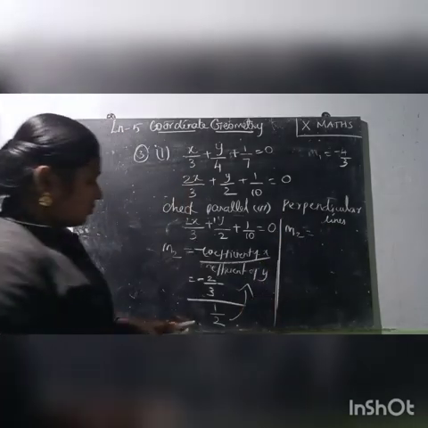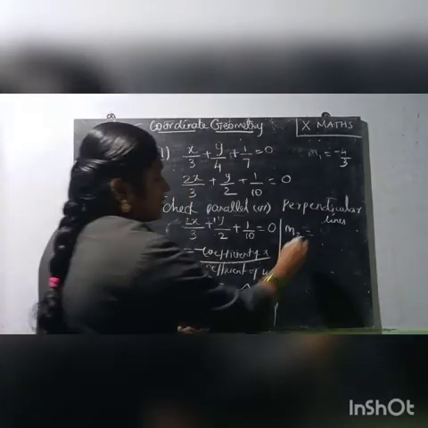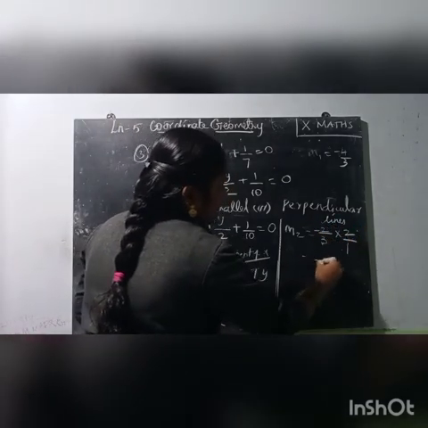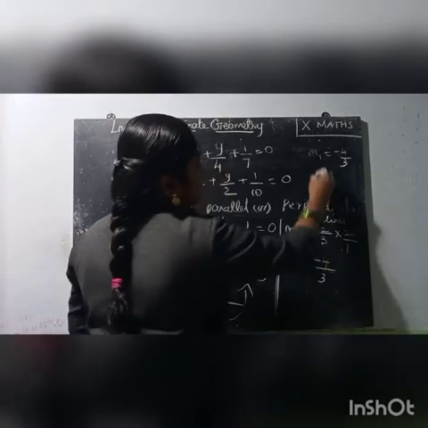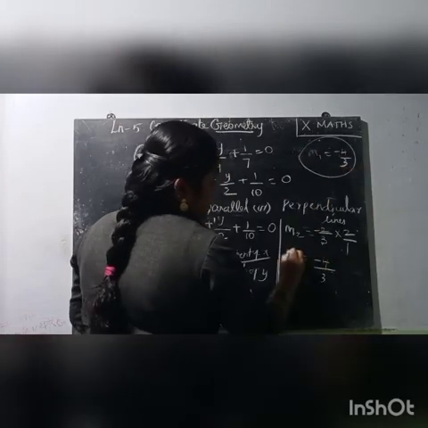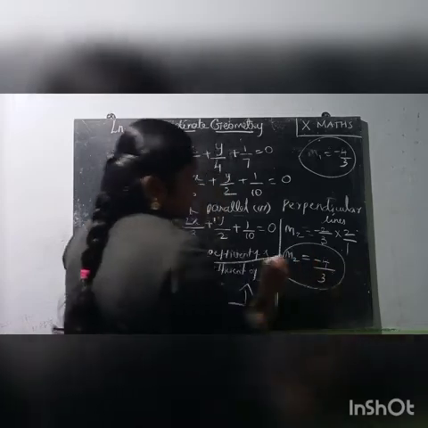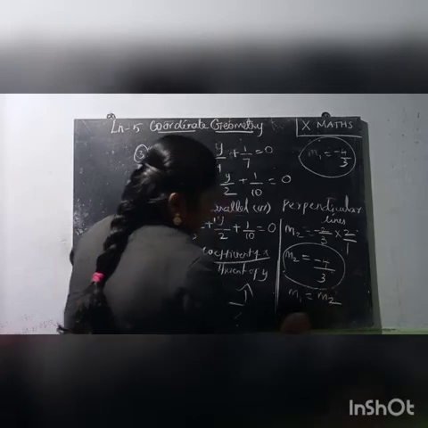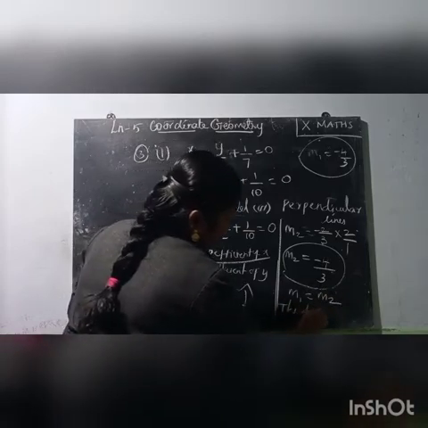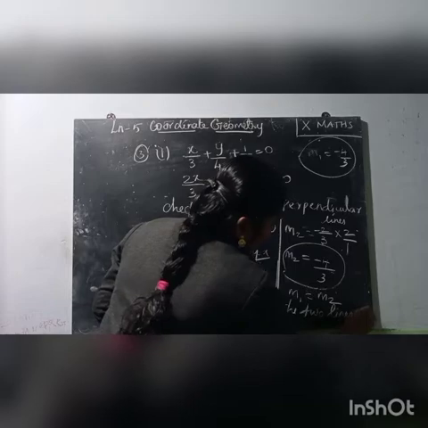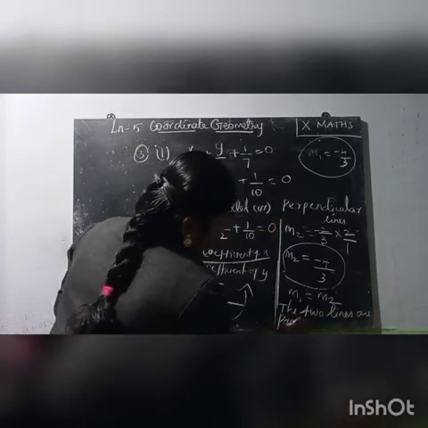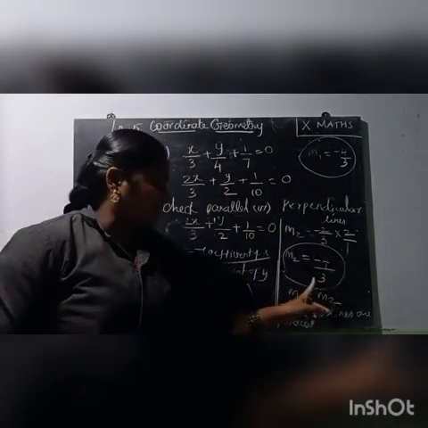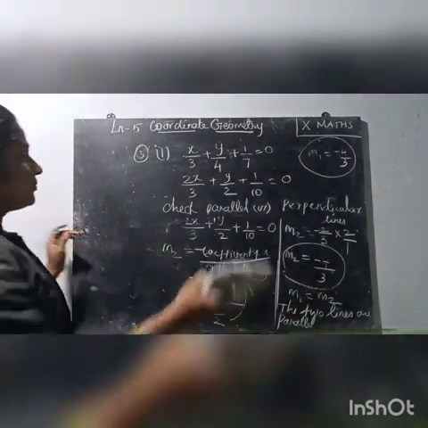Now m2 equal to minus 2 by 3 divided by 1 by 2, the reciprocal is 2 by 1. So minus 2 by 3 into 2 by 1. 2 into minus 2 is minus 4. 3 ones are 3. See, the m1 value is minus 4 by 3. Now the m2 value is also minus 4 by 3. Now we got the same value. So m1 equal to m2. Therefore the two lines are parallel, because we got the same slope for the first line and the second line.